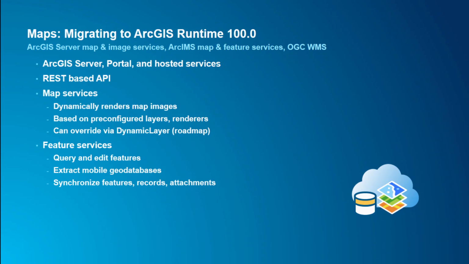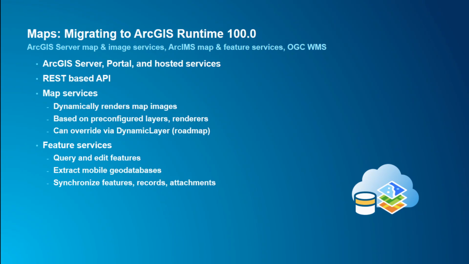It's a REST-based API. Map services and feature services I've talked a little bit about already, but briefly, map services are essentially dynamically rendering map images based on the extent and the query that you provide. They're based on pre-configured layers and renderers that the publisher of the service defined. It is possible with some map services, if the publisher has enabled this capability, to actually override the rendering, the labeling information, and even the data source. So it's a capability that the publisher of the service has to enable, and it's called the dynamic layer capability, but it allows you to essentially completely redefine the contents of that service.